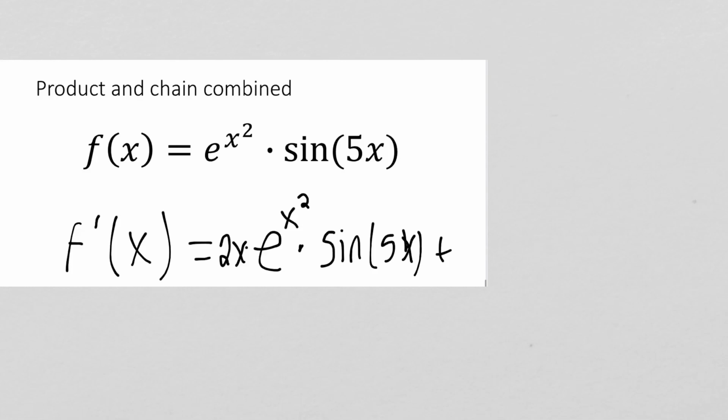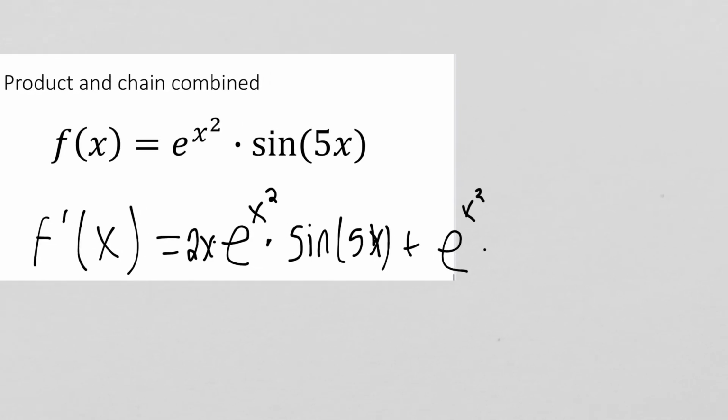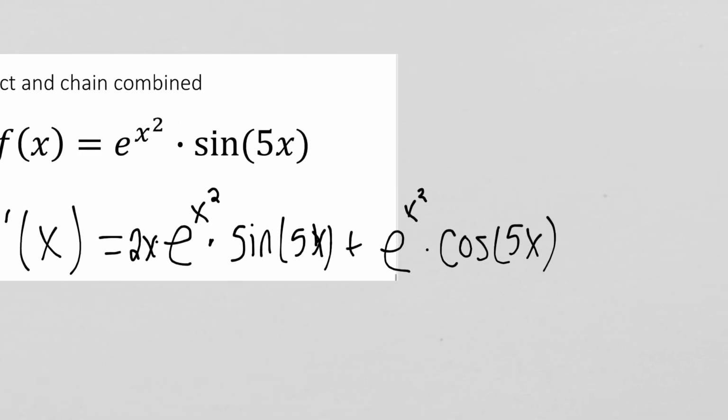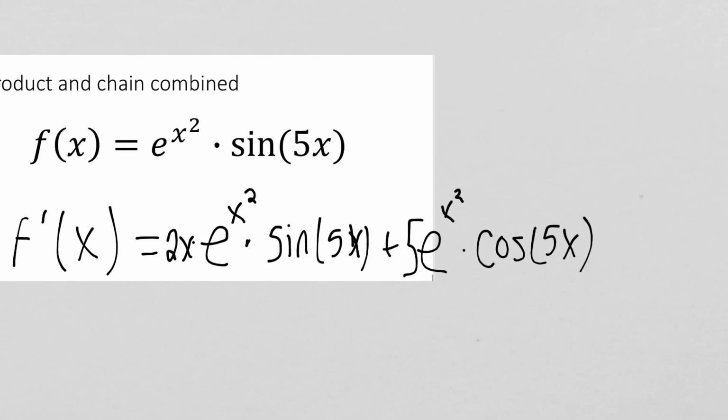Plus, leave the first function, e to the x squared, alone, and then multiply by the derivative of the second function. So now we have to do the derivative of sine 5x. So we get the derivative of sine is cosine, leave the inside function alone, and then we're going to multiply by the derivative of the inside function, which is just 5. Again, most of the times if you see this answer as a multiple choice question, the 5 will probably actually come out front and not be at the end. But we're just multiplying by 5 because that's the derivative of 5x.